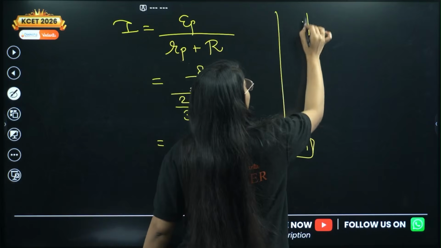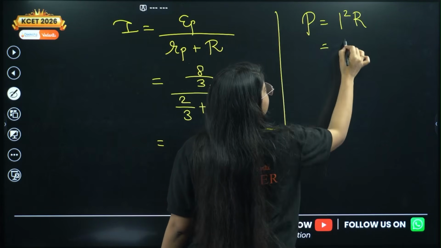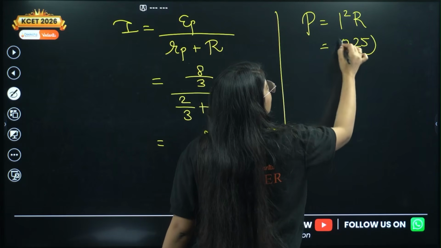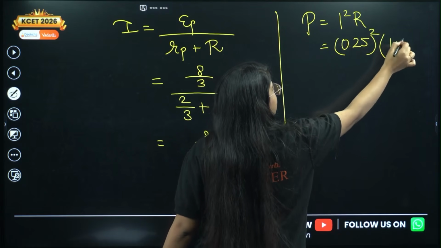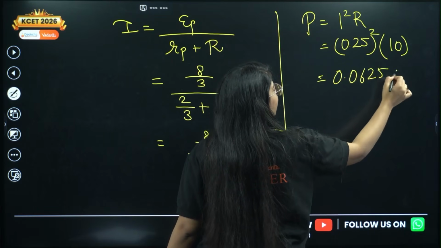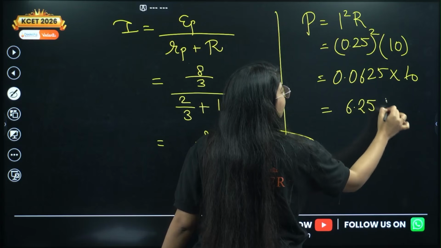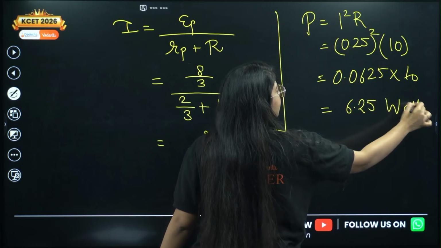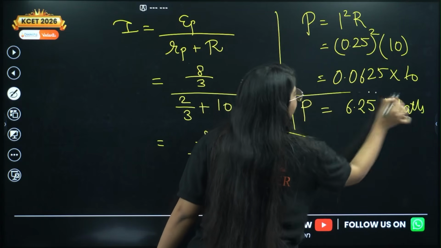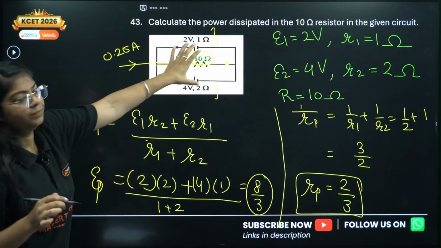Correct? Now they have actually asked us to find the power. So power will simply be I square R. Correct? 0.25 whole square into R, R is 10 ohm, and this will be 0.0625 into 10, and that will be 6.25 watts. That is the power dissipated across the resistor 10 ohm.